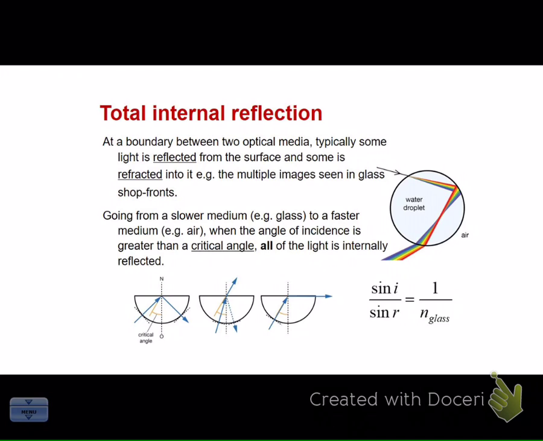You can actually calculate an angle that if you shine light at that angle, it would never exit the new substance. We call that total internal reflection, and the associated angle there is called the critical angle.